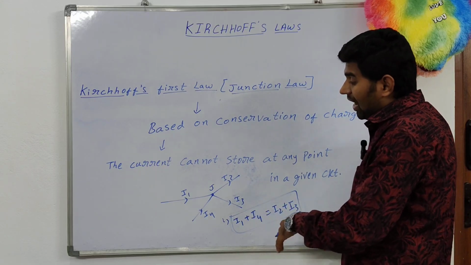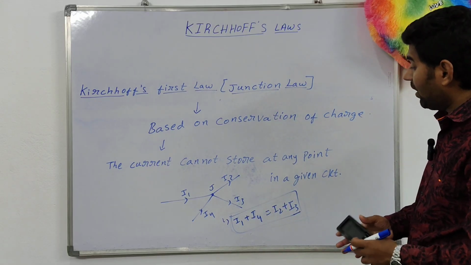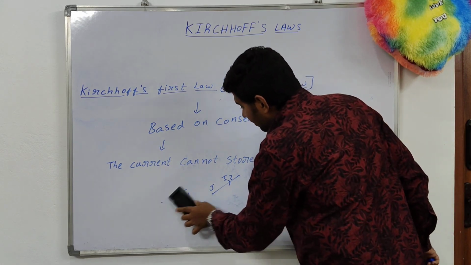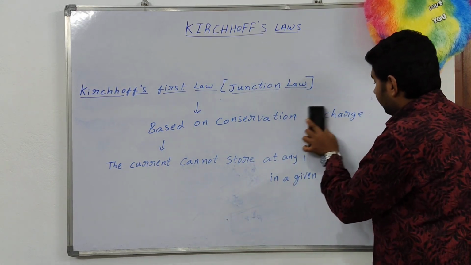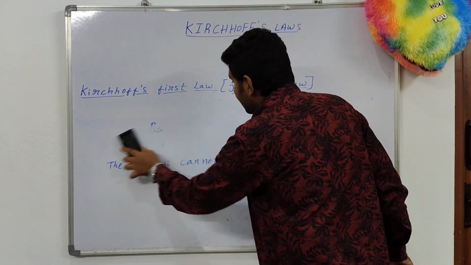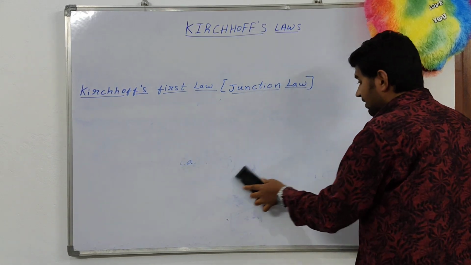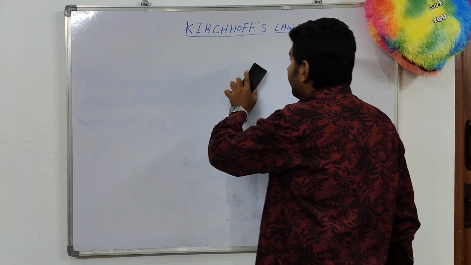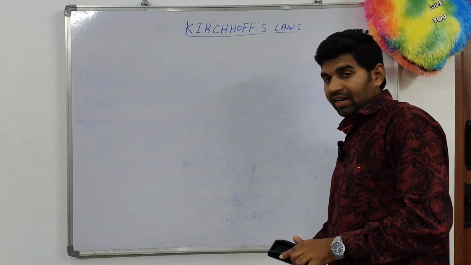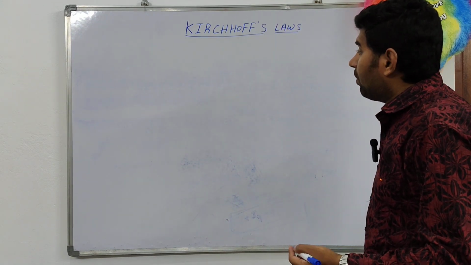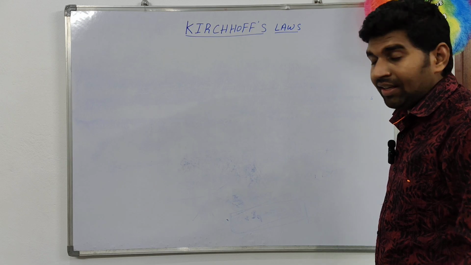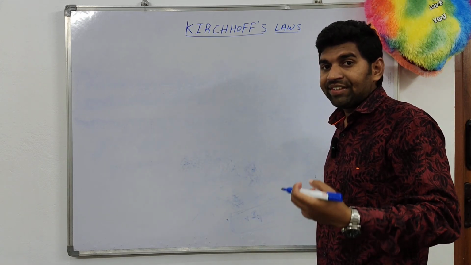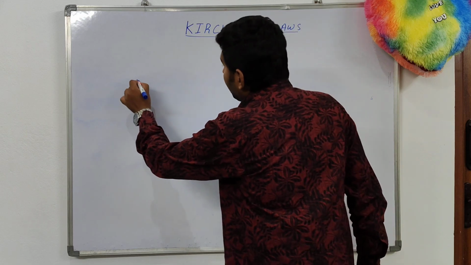The current is unable to be stored at any point in a given circuit. This is Kirchhoff's first law. Kirchhoff's first law is based on the conservation of charge. Now, for better understanding, we are going to solve problems on Kirchhoff's first law, and this law is also known as KCL, Kirchhoff's current law. I will take one problem here.